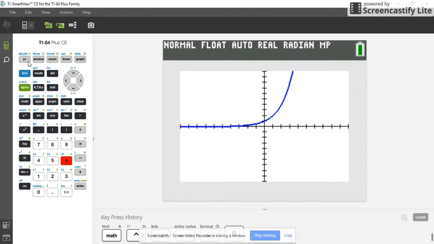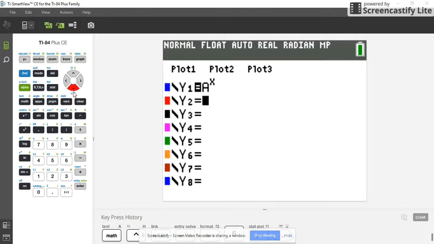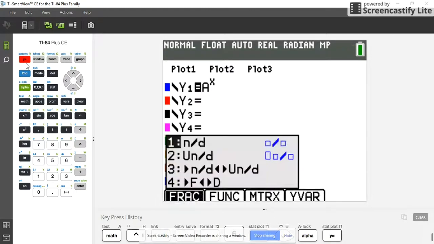But let's go back to y equals. I also want to put in the derivative of 2 to the x. That means I'm going to make y2 equal to that expression. So I need a fraction. That's my alpha y equals, and option number 1 is a fraction, so I'm going to hit enter.